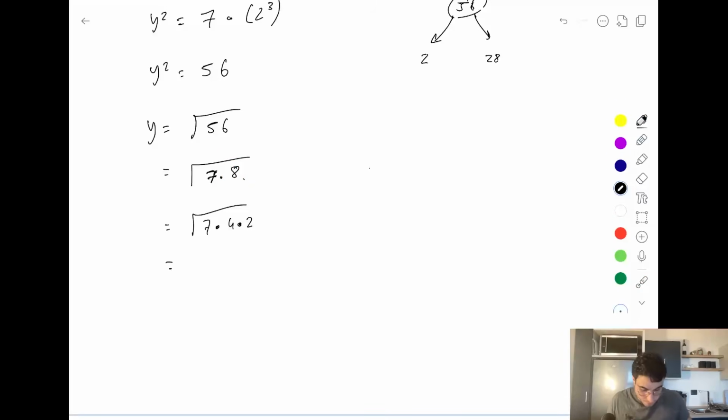Okay, which gives me what? Well, that is root 7 times 2 times root 4. Okay, which means that y is going to equal 2 root 14.